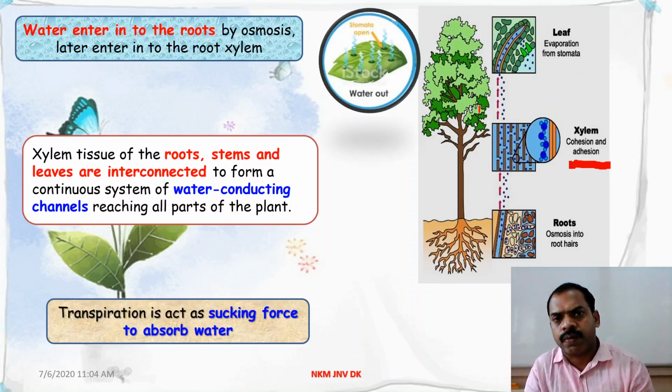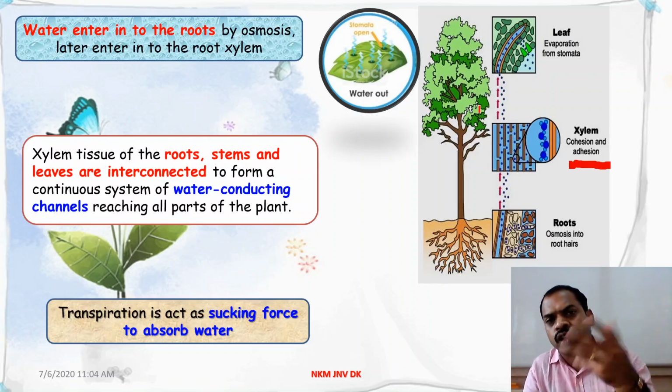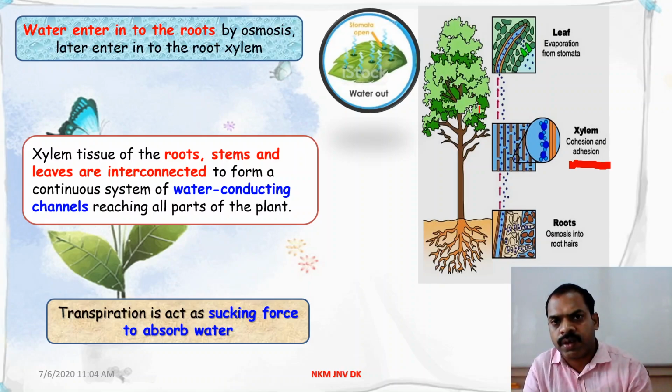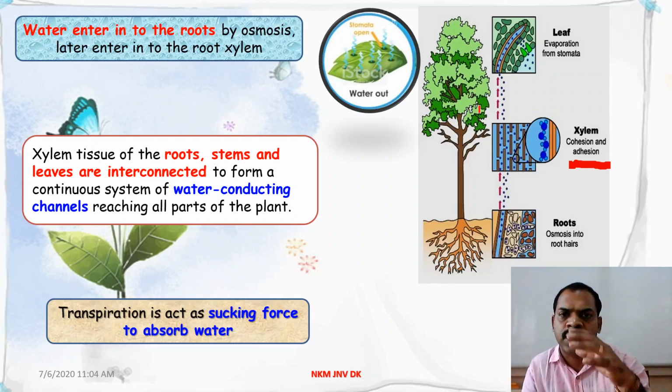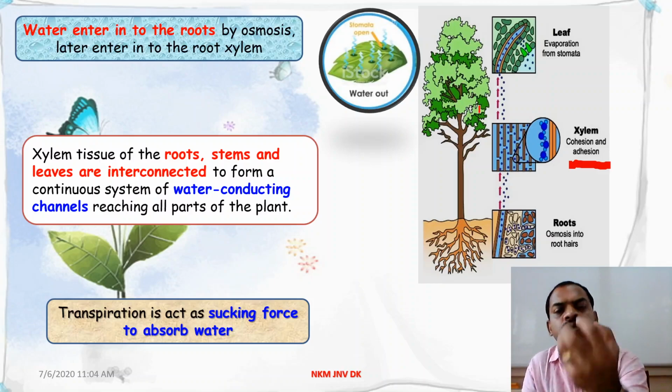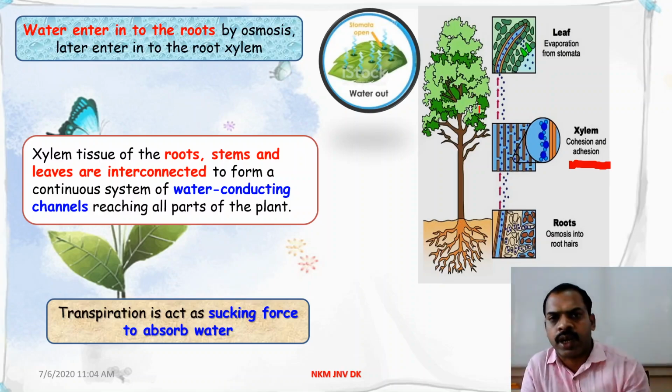Every leaf has stomata. How many stomata will be there in one leaf? 100, maybe 1000 when it is big enough. Hundreds of stomata in a leaf. Every leaf is acting as a sucking force. Stomata act as a sucking force. That means water vapor is going out through the stomata.